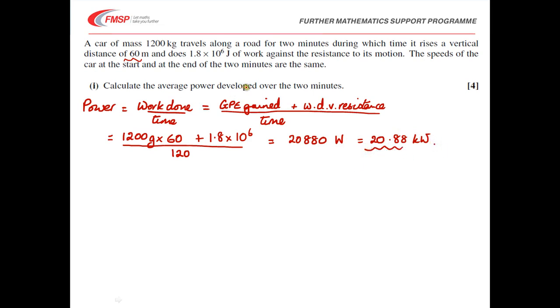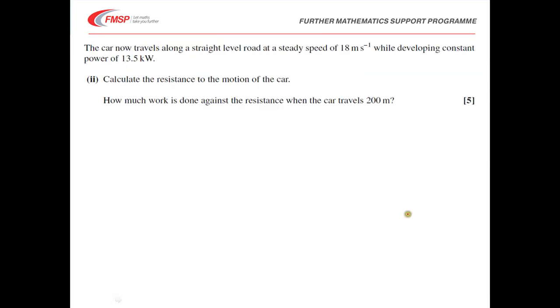A little word on the mark scheme for that one. We've got 4 marks for this. We have a mark for calculating the gravitational potential energy. We've got a method mark for the overall idea of work done over time, and we have a B1 mark for the 120 seconds, knowing to turn it into seconds instead of minutes, and a final answer mark here for our last answer.